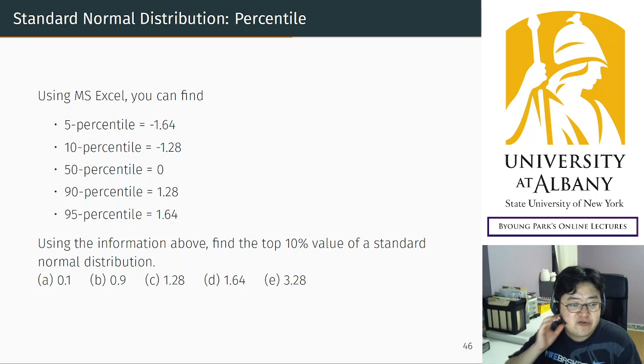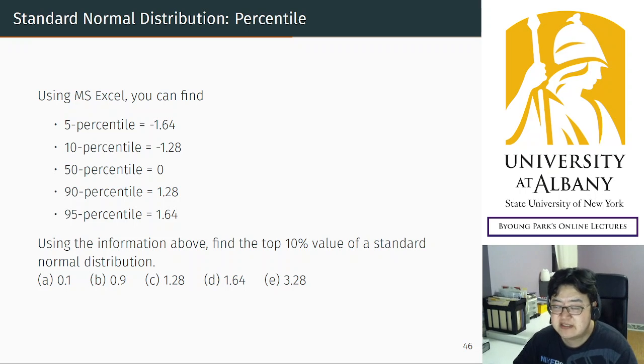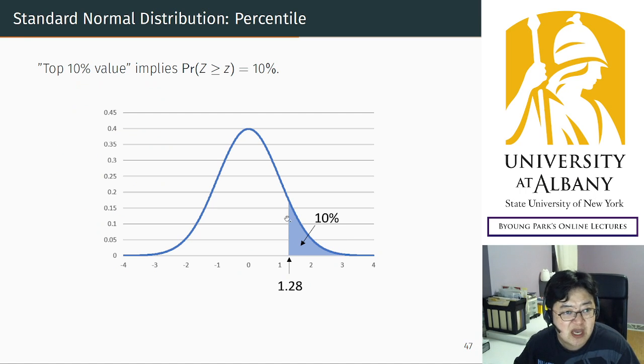So I gave you this question at the end of the previous video. Top 10% value. What is the top 10% value? Remember, top 10% value means this area is 10%. Then we are looking at this point. That makes the area greater than the point exactly 10% under the bell curve.